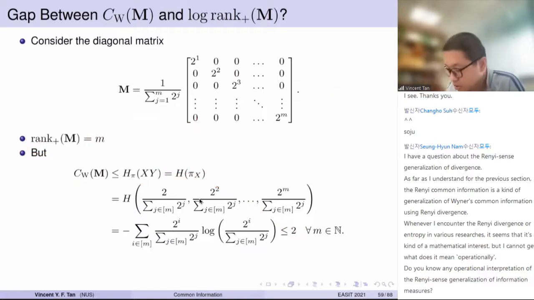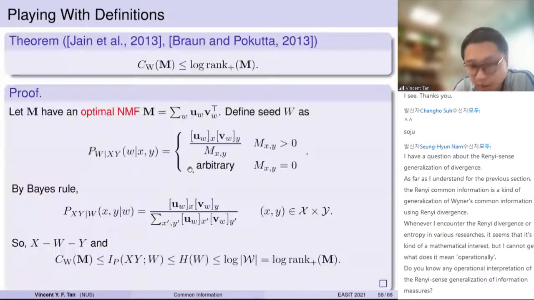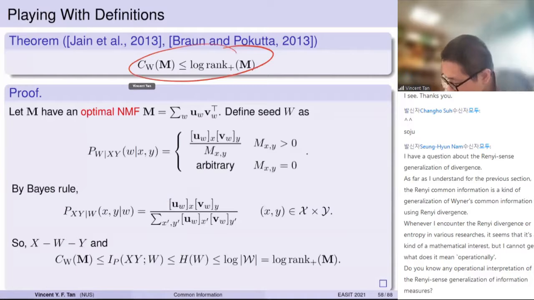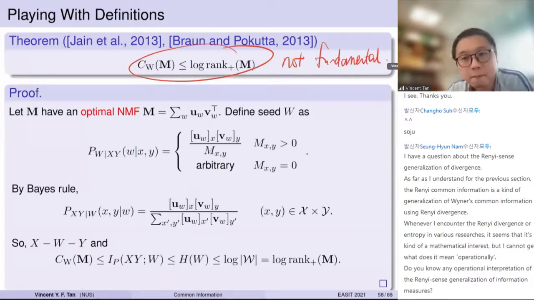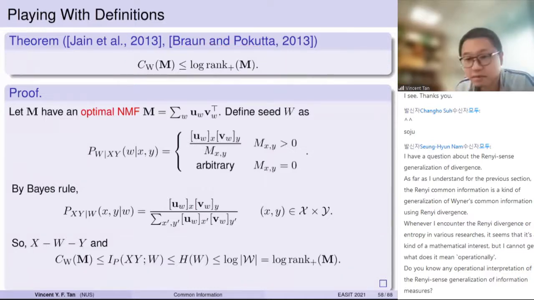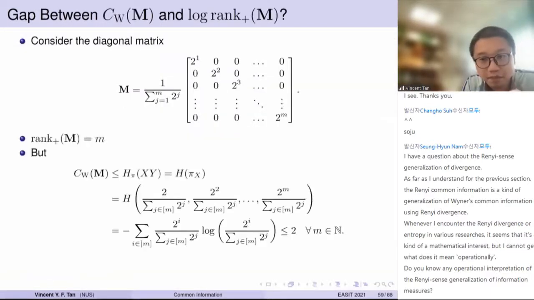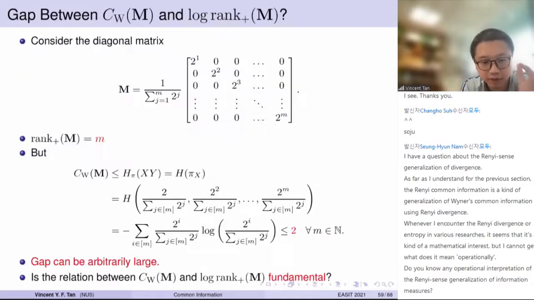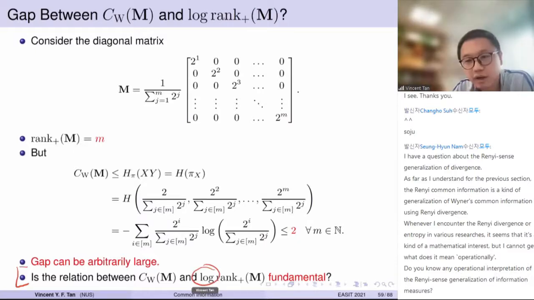So it seems like this relationship is not fundamental. It's just some random bound. Not fundamental, it seems. However, the final theorem that I'm going to present in this part answers this question. Is there a fundamental relationship between Wiener's common information and the non-negative rank or its logarithm? Is it fundamental?